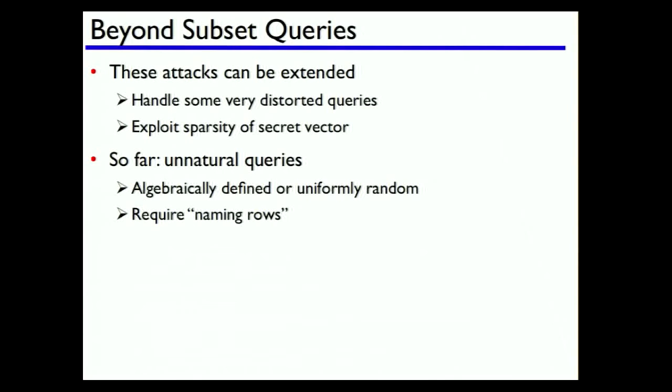So far, from the examples I've given you, the queries are very unnatural in the sense that they were algebraically defined, which is kind of odd. It turns out you could also use uniformly random queries. And the other funny thing about the queries I've described is that they require you to be able to name rows, to say, give me the bits of this specific set of people. It may not be a priori obvious why that's possible.